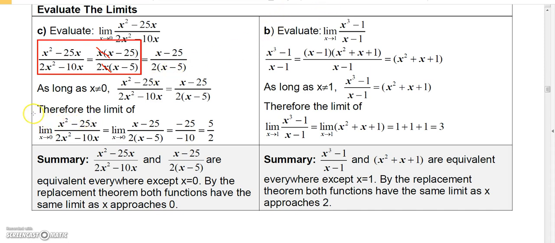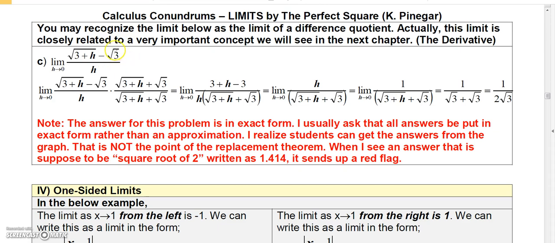So I can take the limit of this function as x approaches 0, and I can replace it with the limit of this function as x approaches 0. And when I do that, if I let x be 0 here, I get minus 25. And if I let x be 0 in the denominator, I get 2 times negative 5, which is negative 10. So I have negative 25 divided by negative 10, which actually reduces to positive 5 halves or positive 2.5.